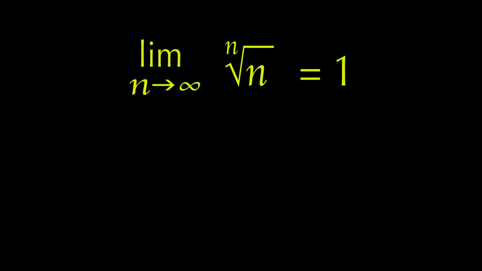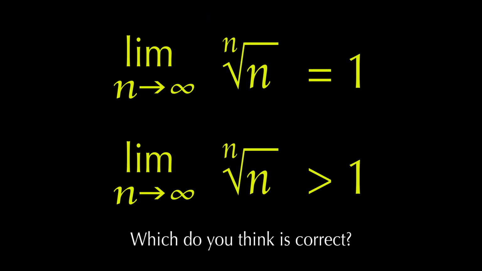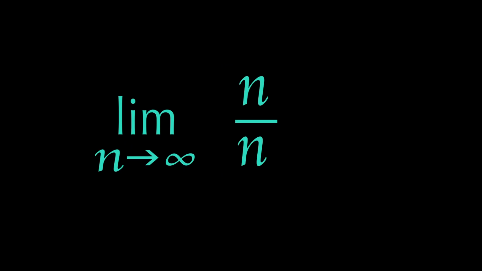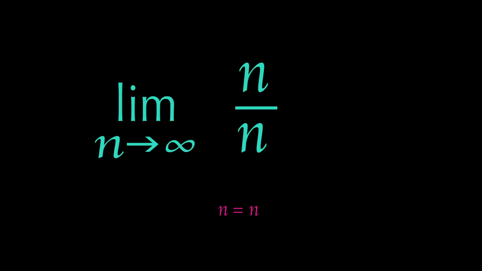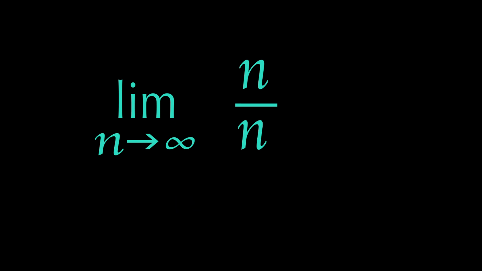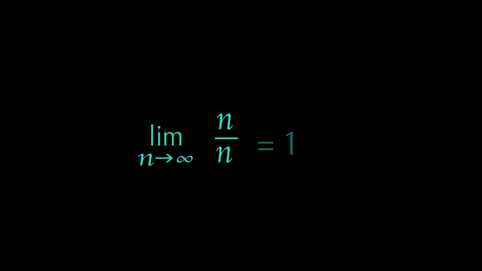However, we are after all dealing with a limit. Now compare this to something like n over n. There it doesn't matter how big the n is. It only matters that n is equal to n. There is no question that the solution to this limit is 1. We can even graph it.